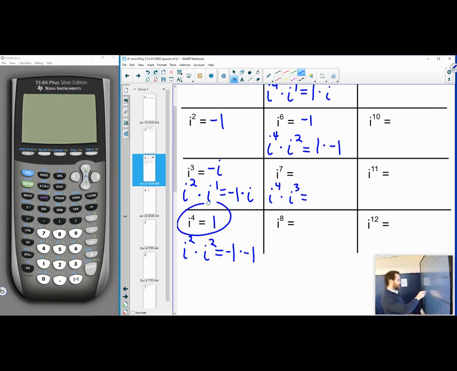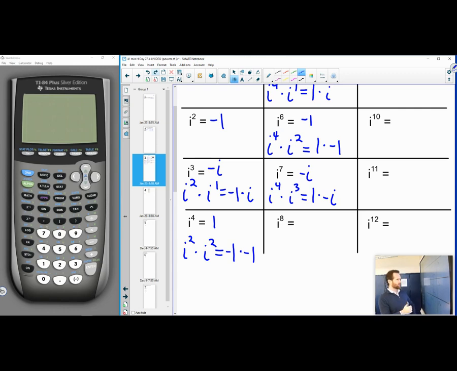Let me just do this and get rid of that. Got to have this look nice. What was it? i to the fourth, that's 1, times i to the third. Again, we can look back in the first column. We see that's a negative i. So 1 times negative i, well, that's just negative i.